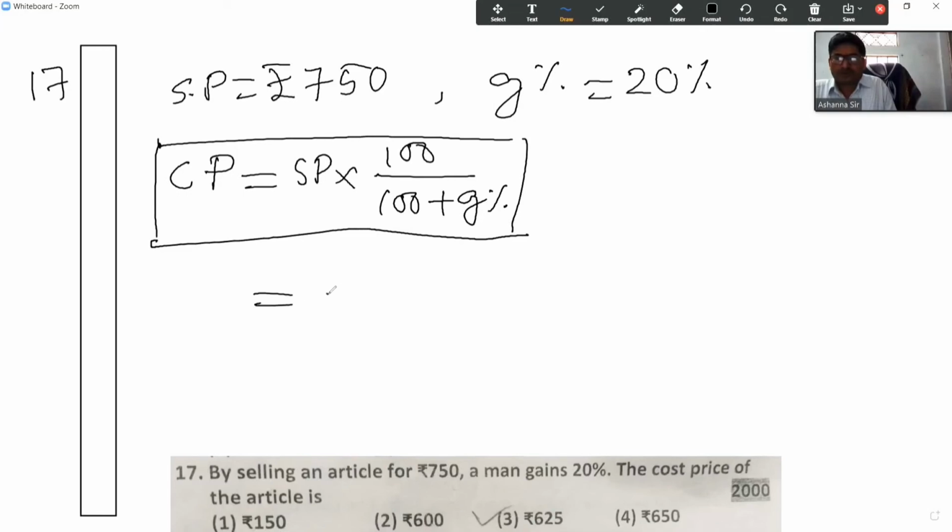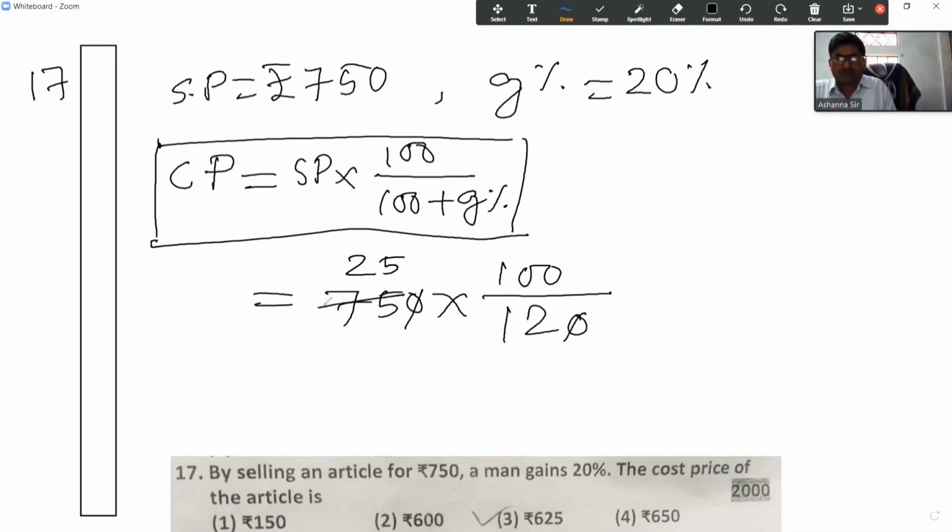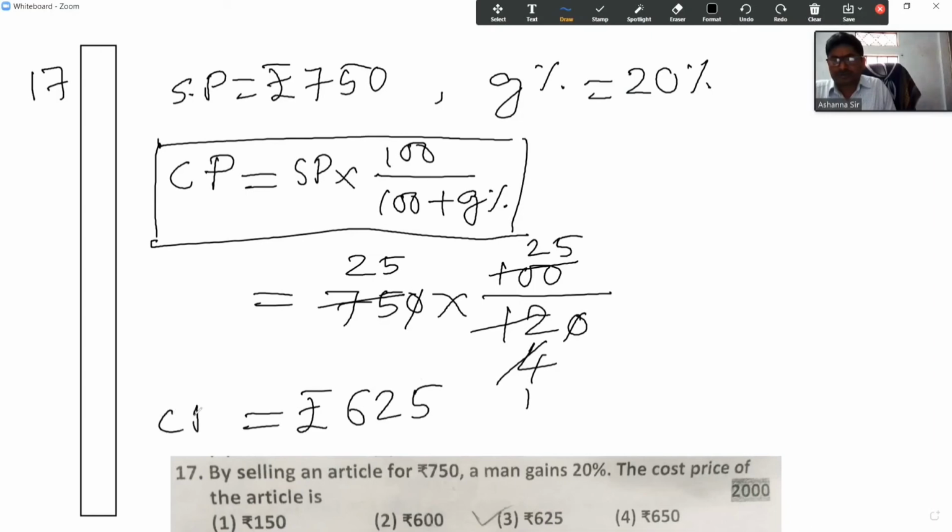So selling price here we have 750, 100 by 100 plus gain percent 20, 120. So 0, 0 gets cancelled. 3 25s are 75, 3 4s are 12, 4 1s are 4, 25s. So 25 25s are 625 rupees. The 625 rupees is cost price. So option is 3.